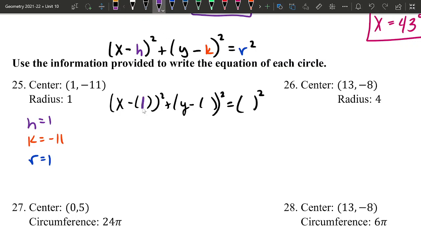H gives you the first blank, K gives you the second blank, negative 11, and R gives you the third blank, 1. Then you write it one more time, x minus 1 squared plus y plus 11 squared equals 1.